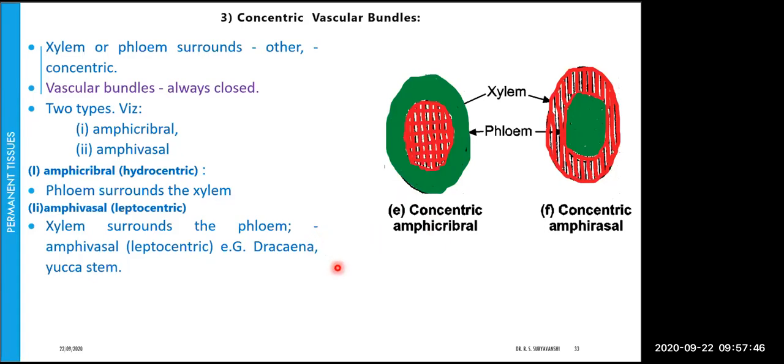When one vascular tissue surrounds the other, this vascular bundle is called concentric. These vascular bundles are always closed. There is no cambium at all. And concentric vascular bundles are of two types, amphicribal and amphivasal. In amphicribal, phloem surrounds the xylem. In amphivasal, xylem surrounds phloem, and that is called leptocentric. And it is found in the monocots, Dracaena, Yucca, etc.